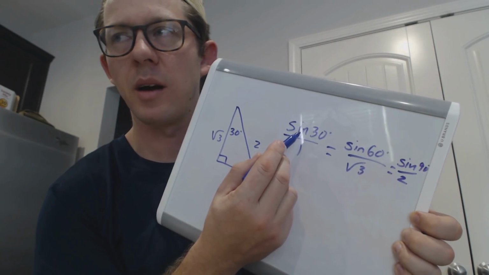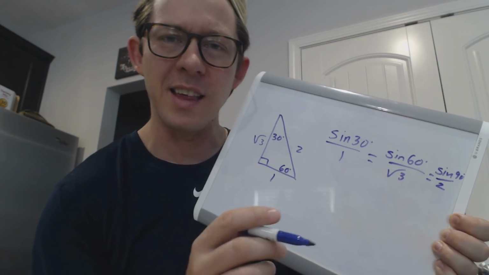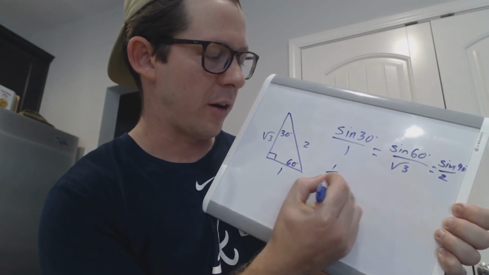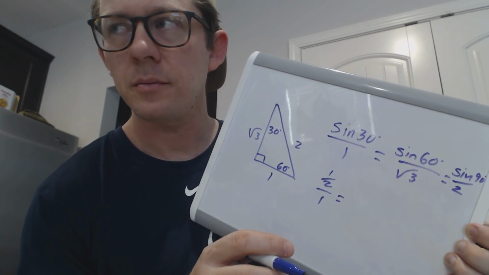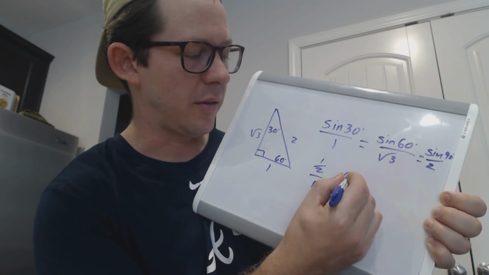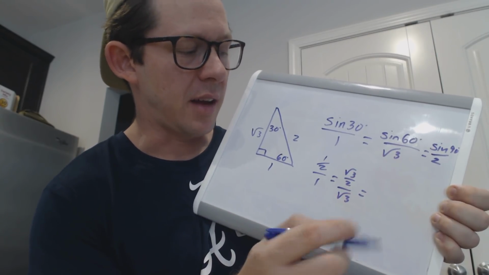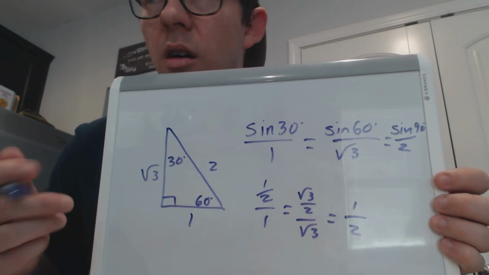So let's think about this real quick. What's the sine of 30? Go to your unit circle, right? The sine of 30, if you go to 30 degrees, the y value there is 1/2. So 1/2 over 1, right? Okay, equals sine of 60. Go to sine of 60, that's root 3 over 2, right? Over root 3 equals the sine of 90, which would just be 1 over 2, right? I bet you anything, all those are the same, okay?